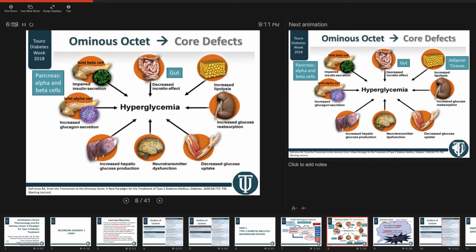So the next organ is the gut. You will see a decrease in the incretin effect. I will talk about this in a bit. The next is adipose tissue. We will see an increase in lipolysis, so breaking down of fat. Our kidneys: there will be an increase in glucose reabsorption in the kidneys, which then leads to higher glucose in the blood.